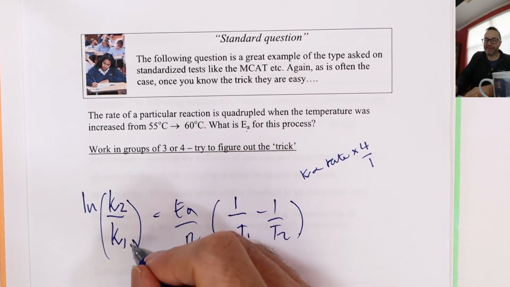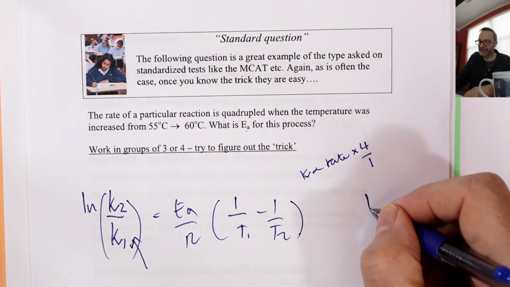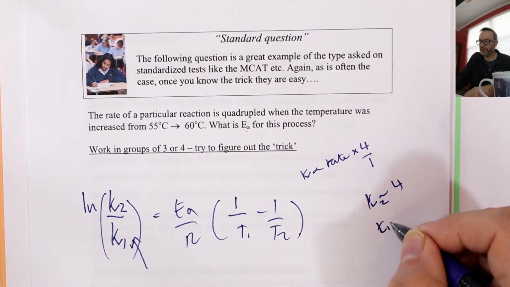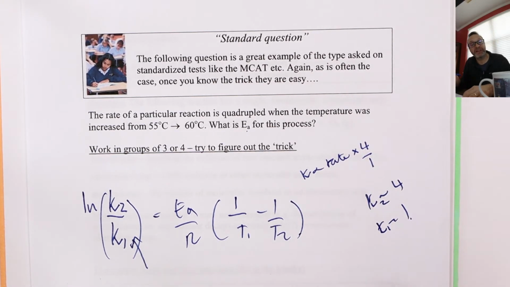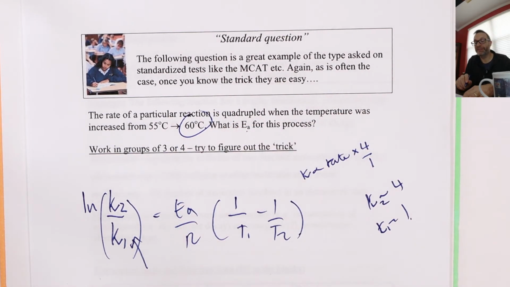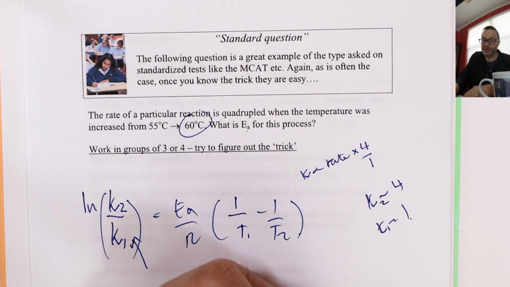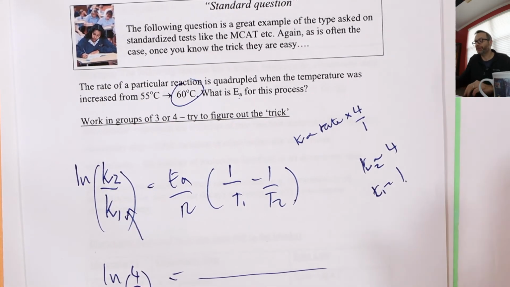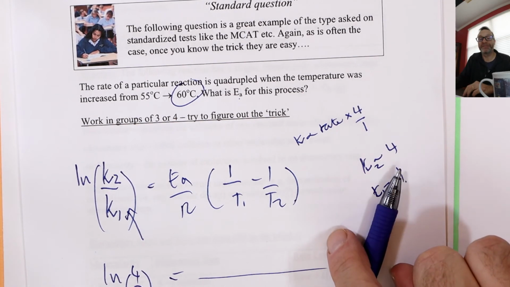equals Ea over R times (1 over T1 minus 1 over T2). Fair enough, but here k2 is 4 times faster than k1. Remember, k is proportional to rate, right? So in the second example, 60 degrees C, only 5 degrees hotter, it's 4 times faster. All you do is natural log of 4 over 1, which is just natural log of 4, equals, and you can put in the numbers, okay?